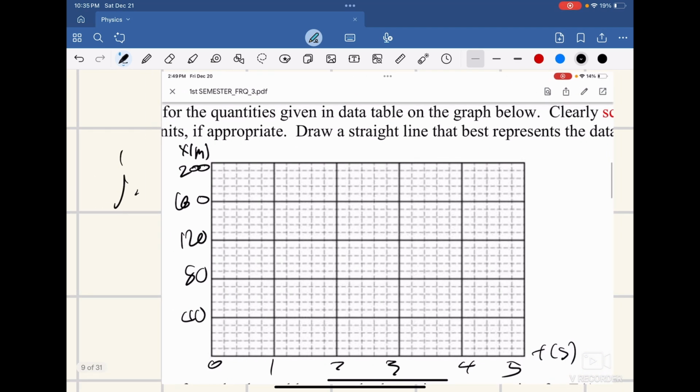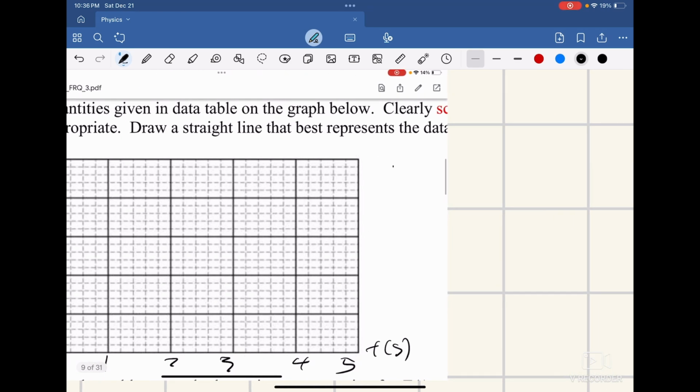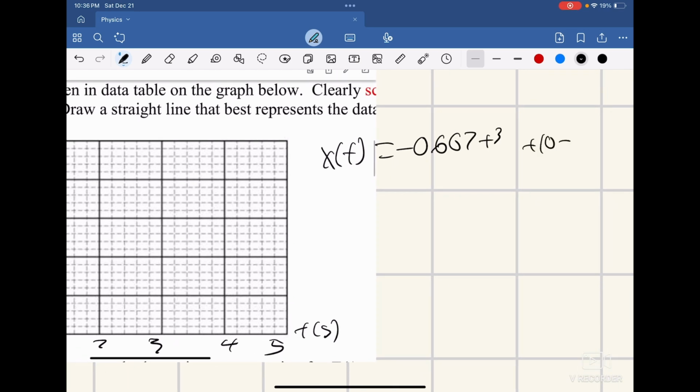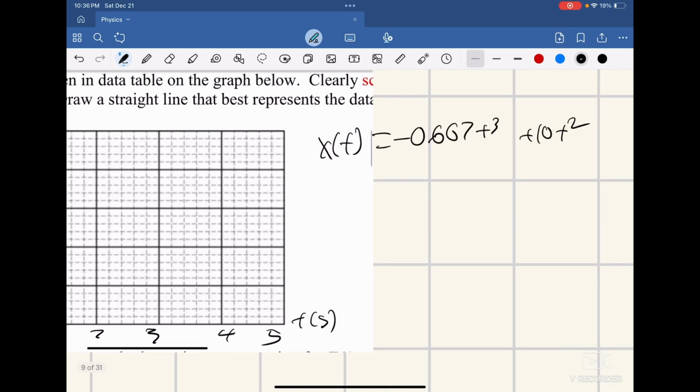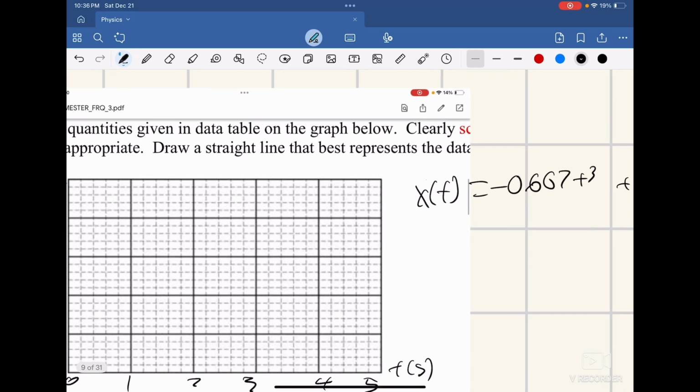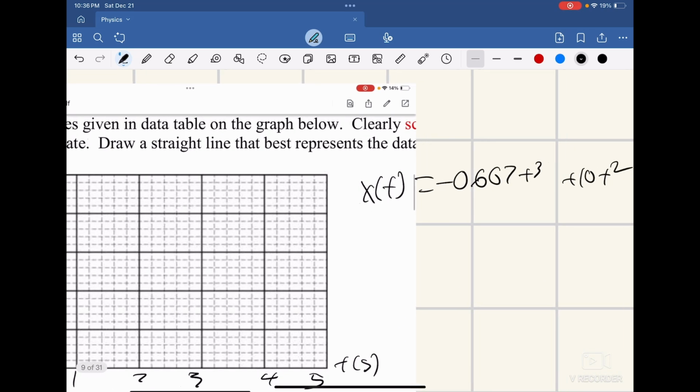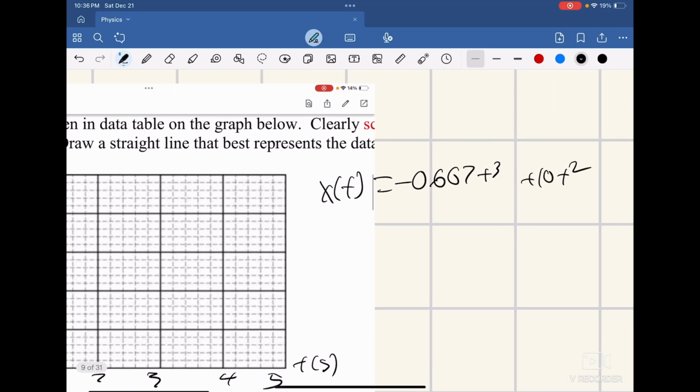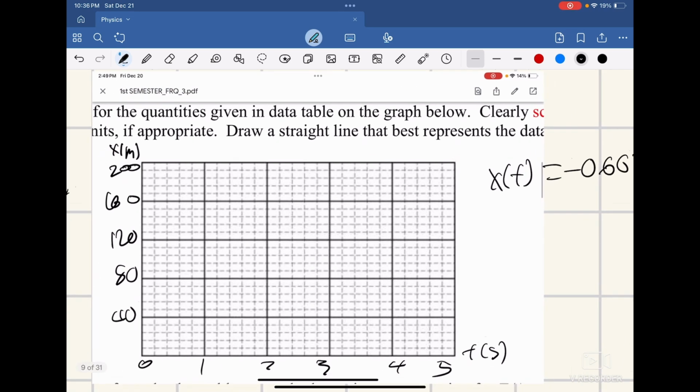So how do we find these quantities? Well, all we have to do is use the function we found earlier, x of t is given by negative 0.667 t to the third plus 10 t to the squared. So all we're gonna do is plug this into the calculator and do the second table, and this will give us all the values we need.